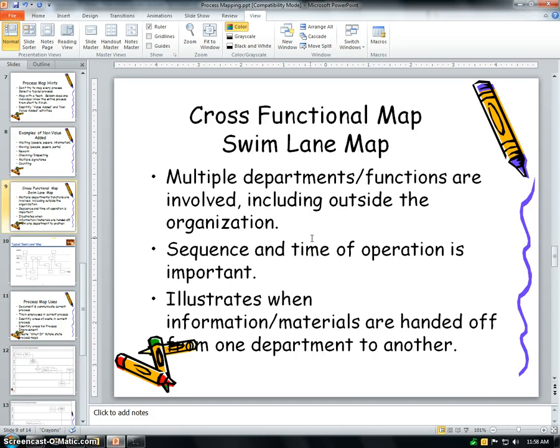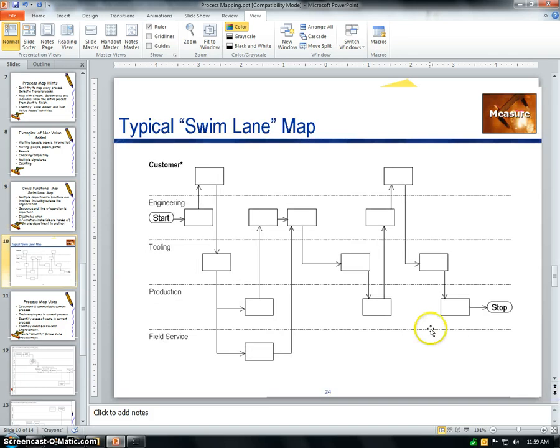Again, this cross-functional or swim lane map we're going to look at is for when multiple departments or functions are involved. That can include functions outside of your particular organization. Sequence and time of operation is important, so we want to know what happens first and what happens second. We also like to know how long it takes to move from step 1 to step 2. Is that something that happens in a couple of minutes, or over a couple of days? It illustrates when information or materials are handed off from one department to another, and like we said, that's usually when there are delays and miscommunication.